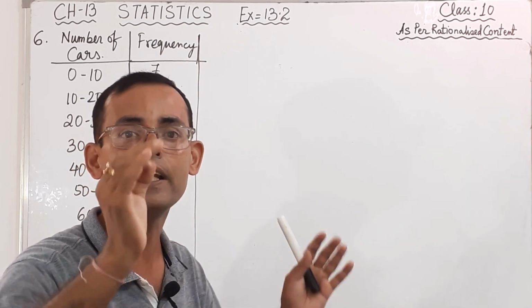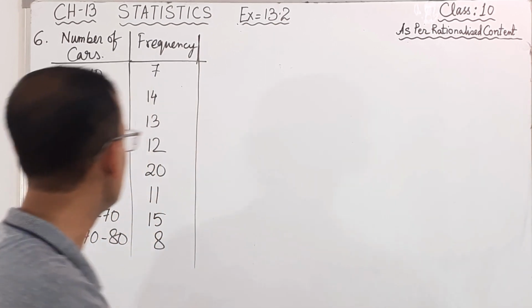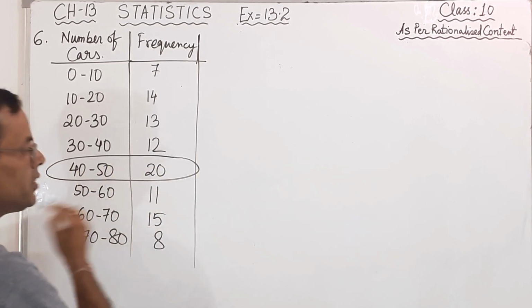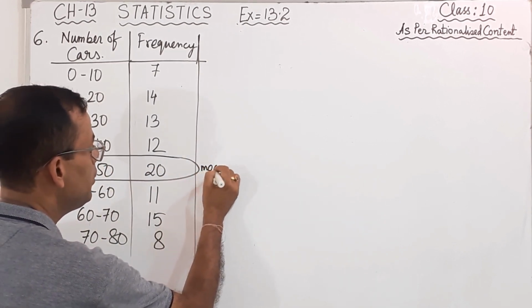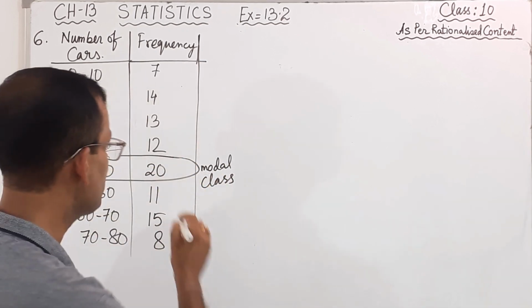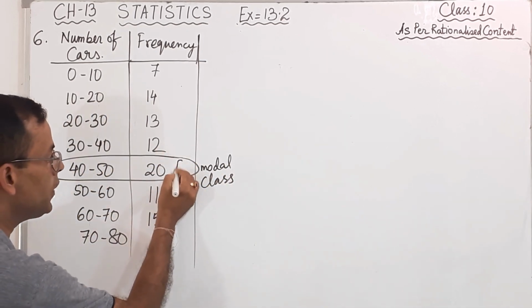Maximum frequency is the highest frequency. So here, which one is the highest frequency? 20. Can you see? So that will be the modal class. So this will be the modal class. And the modal class, what will we write?